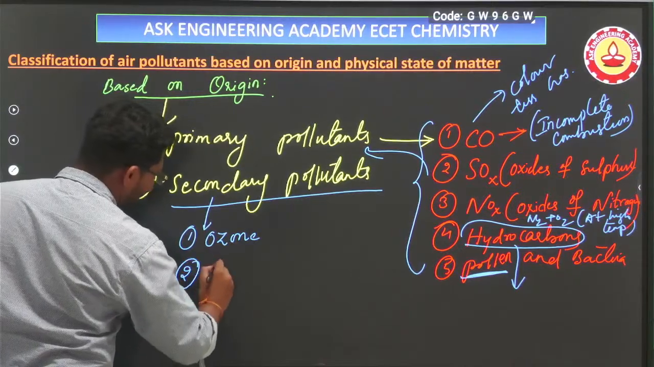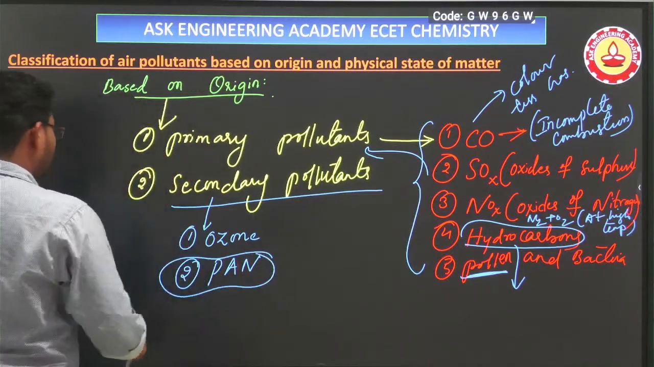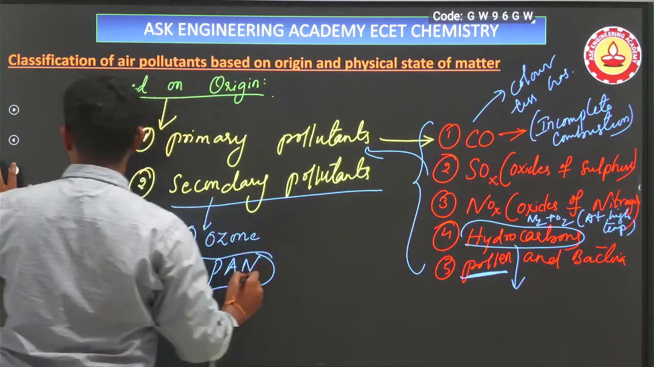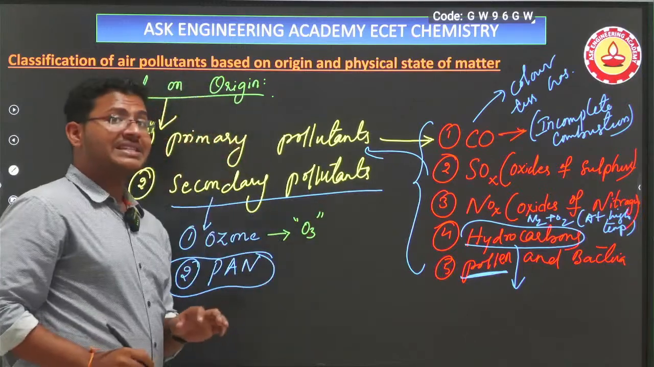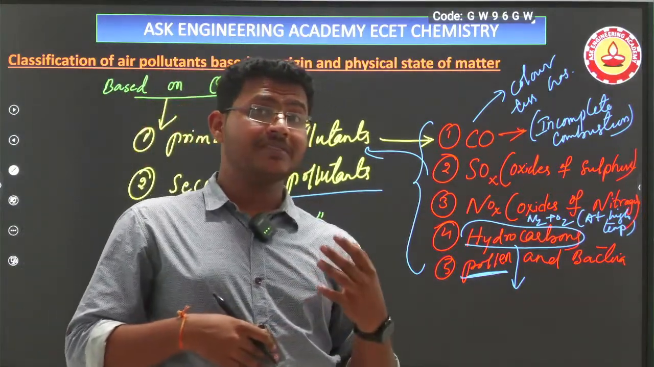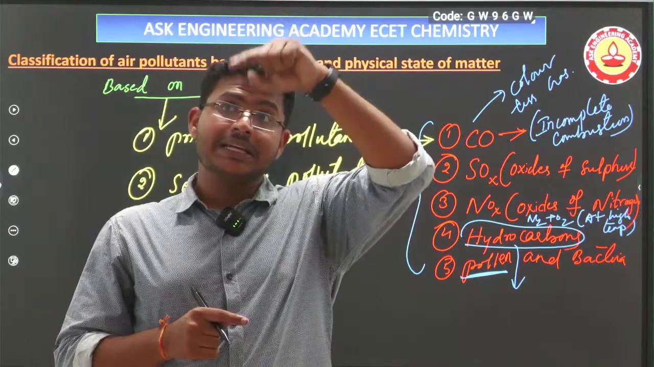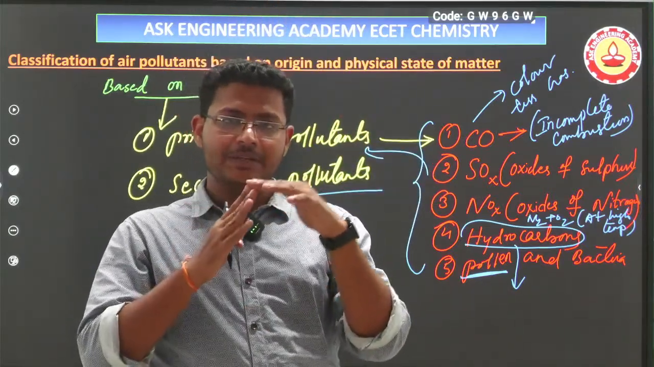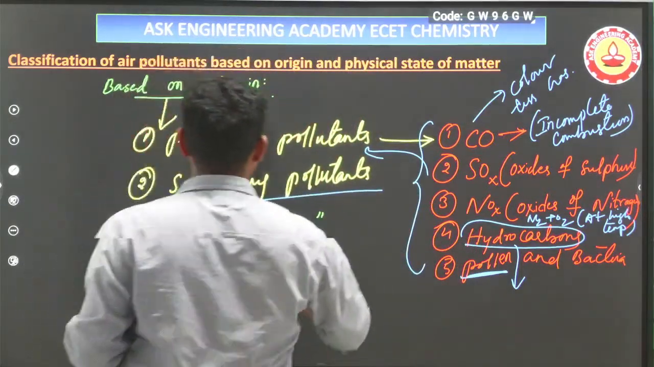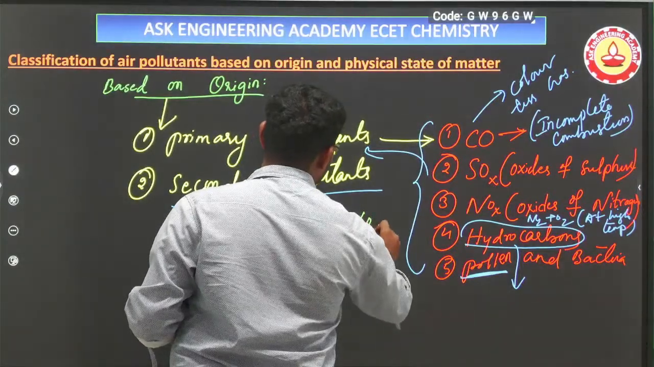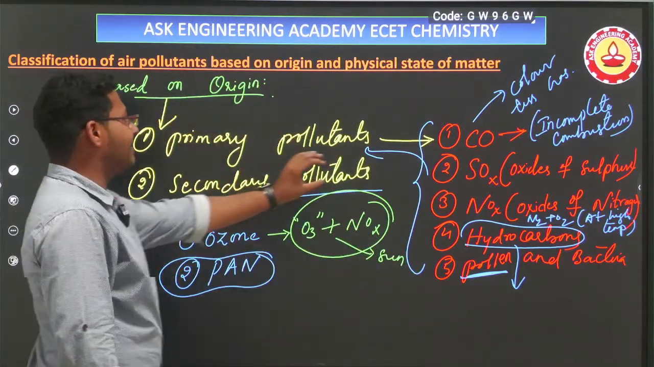Second one, PAN. Very, very important for your Ecet. So ozone, PAN. Ozone means, I already explained, ozone in the sense O3. Ozone is a colorless gas which is formed as a result of reaction between nitrogen oxides and oxygen in the presence of sunlight. Sunlight presence లో nitrogen oxides తోని oxygen combine అయినప్పుడు ozone form అవుతుంది. This is O2 plus NOx, nitrogen oxides, in the presence of sunlight; ozone will be formed. This is called a secondary pollutant.